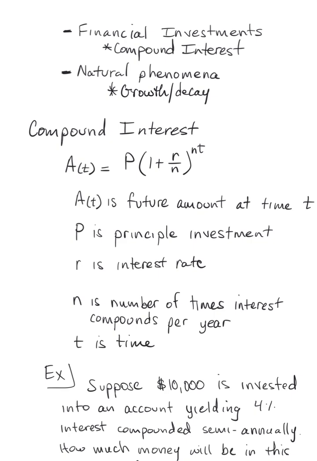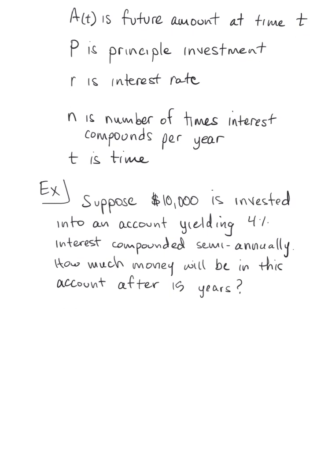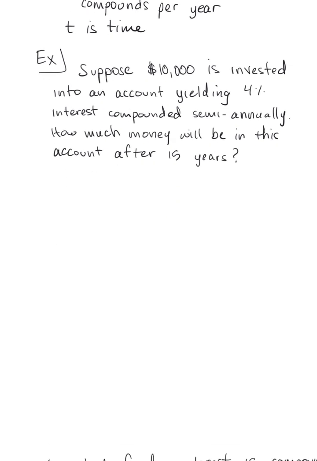So an example here of compound interest. So take a moment, pause it, write this problem down. Now, $10,000 is initially deposited or invested into an account yielding 4% interest compounded semi-annually. How much money is going to be in this account after 15 years? So we need to use this formula and decide what the value of each of those variables are.